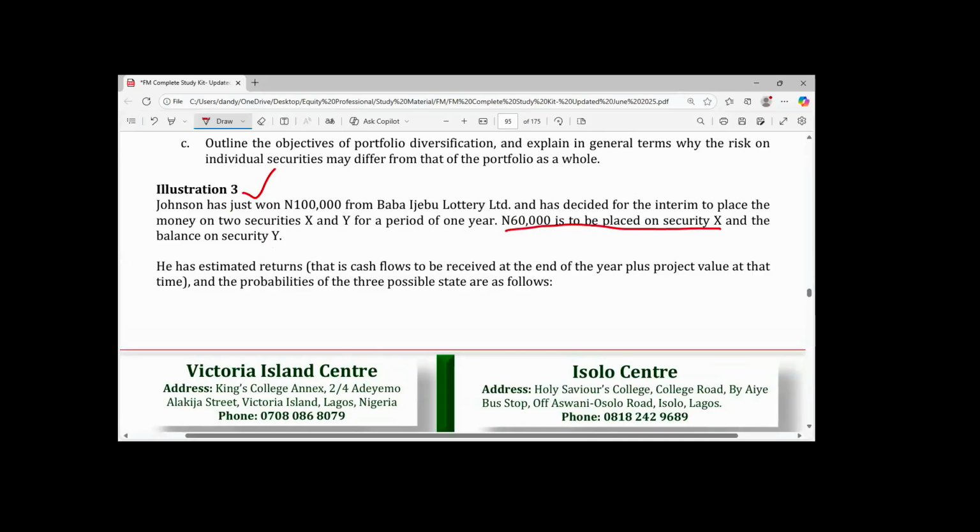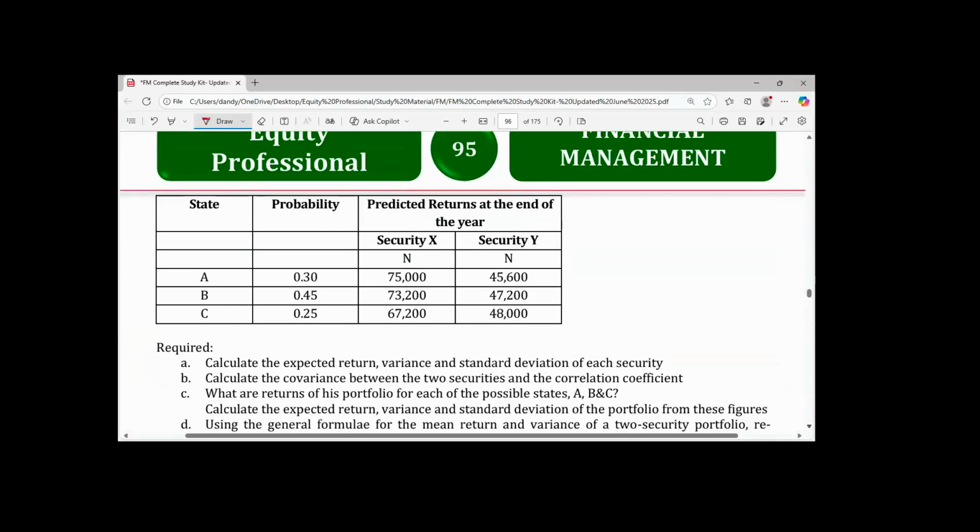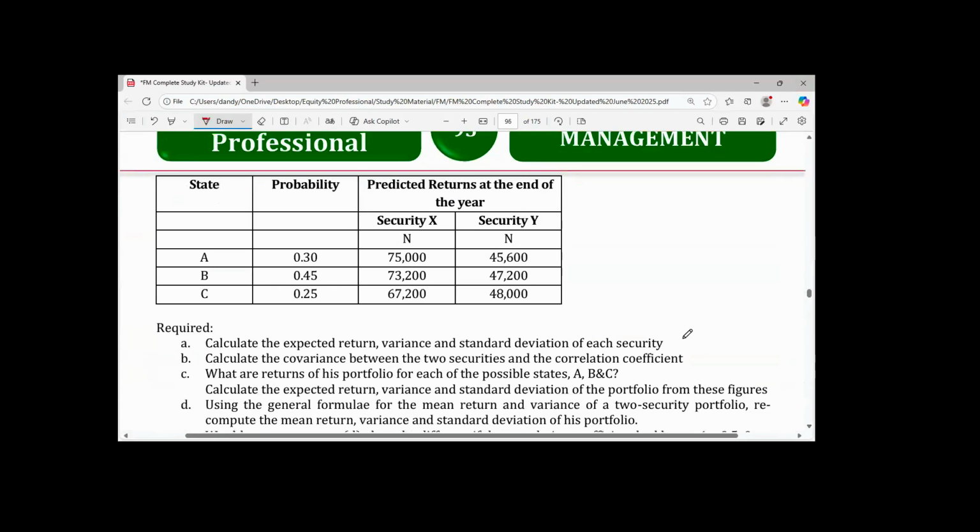He has estimated returns, that is, cash flow to be received at the end of the year plus projected value at that time. And the probability of the 3 possible states are as follows. Required: A, calculate the expected return, variance, and standard deviation of each security. B, calculate the covariance between the 2 securities and the correlation coefficient.